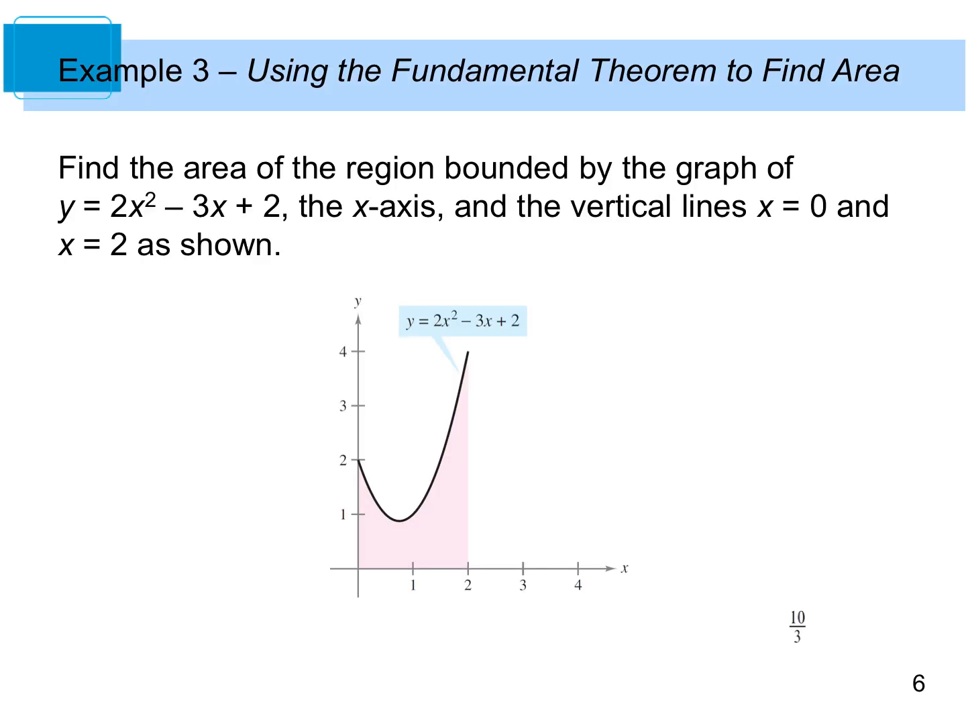For example 3, we want to find the area of the region bounded by the graph, the x-axis, and the vertical lines x equals 0 and x equals 2. So we're finding the area under our curve here. Our function is 2x squared minus 3x plus 2, and it is between the interval of 0 and 2. You could use the limit process here if you wanted to, but now that we know our shortcut, we could just find our antiderivative.